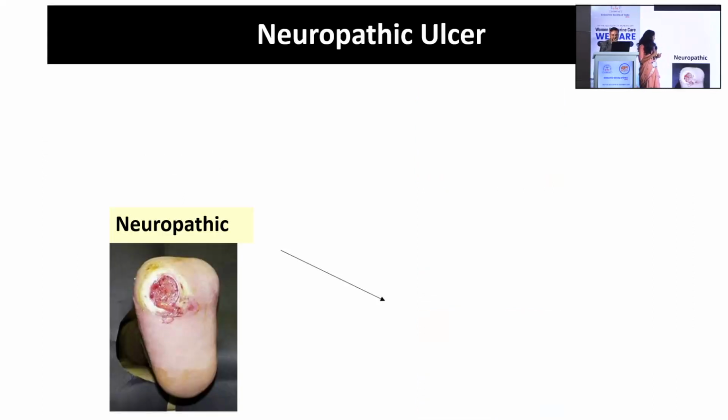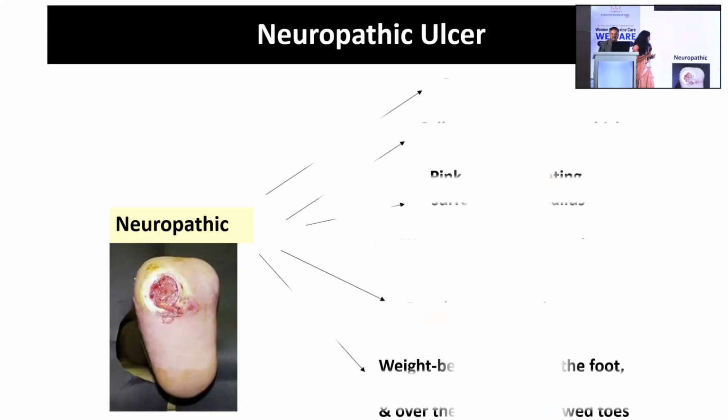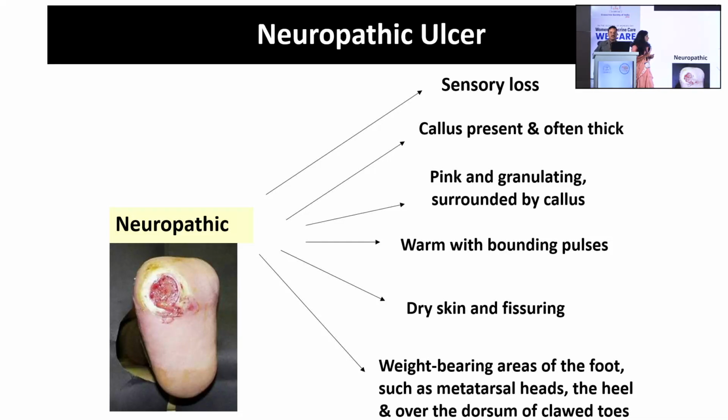So what's a neuropathic ulcer, which is the most common variety of ulcer that we encounter in day-to-day clinical practice? Basically the person is having severe neuropathy. So mostly the ulcer develops at the weight-bearing areas of the foot, such as the metatarsal heads, the heel and over the dorsum of the clawed foot. One of the cases which I have shown in case 1 was a typical neuropathic foot ulcer.